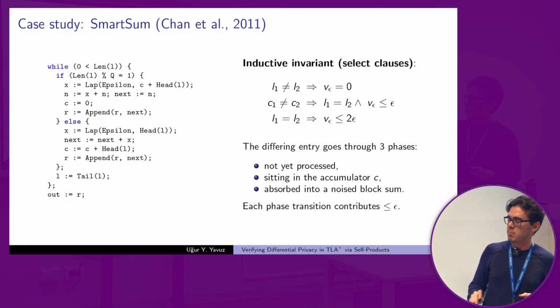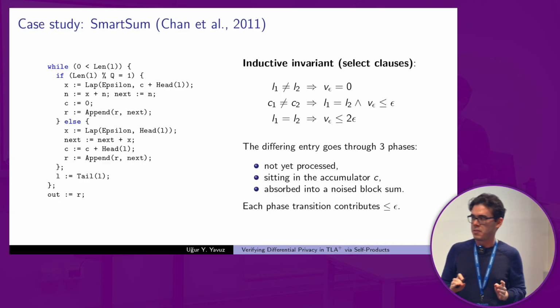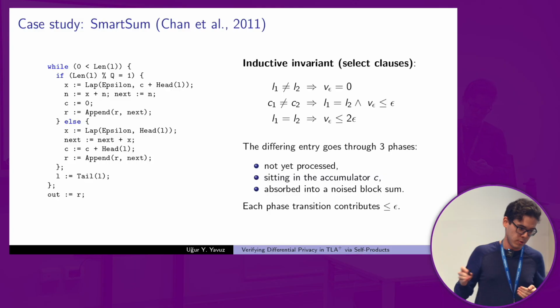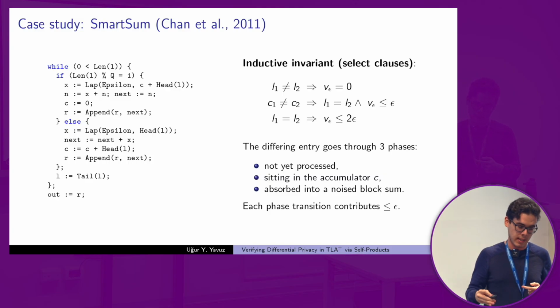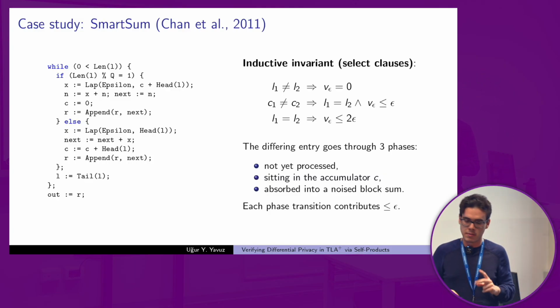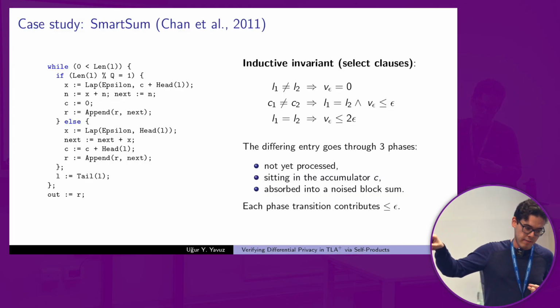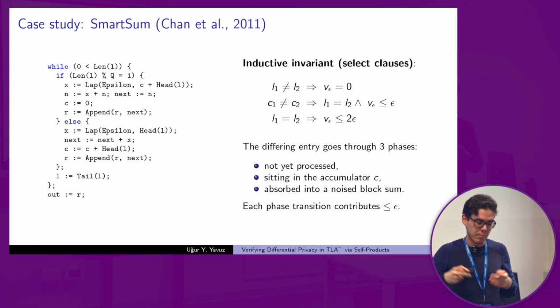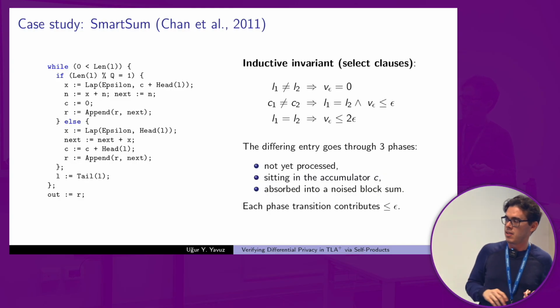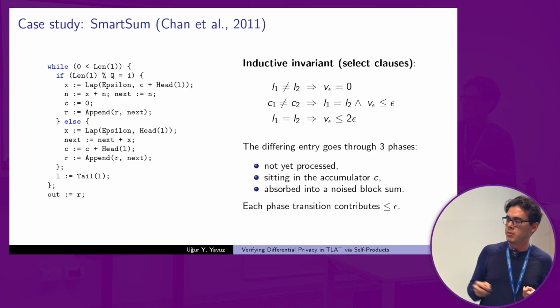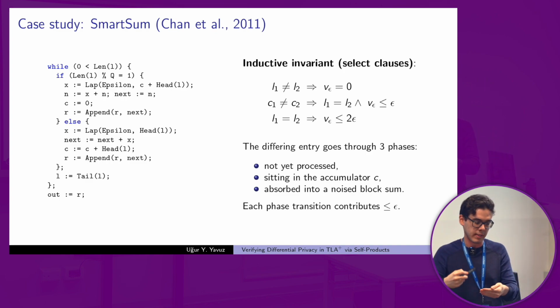Here on the left is the Pascal source. It's here for completeness. I don't expect you to follow every line, but the high-level picture is simple. The loop consumes the input list one element at a time. On each iteration, one of two things happens. In the common case, which is actually the else here, we are not at a block boundary, and as I said, blocks are of size q. Where we are not at a block boundary, we noise the individual element, then add it to an accumulator that collects the running prefix sum.